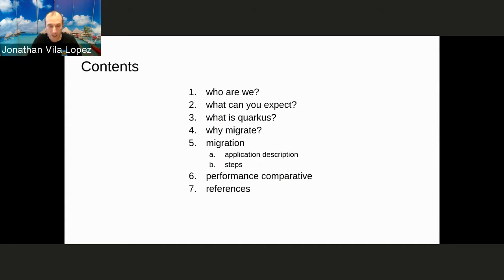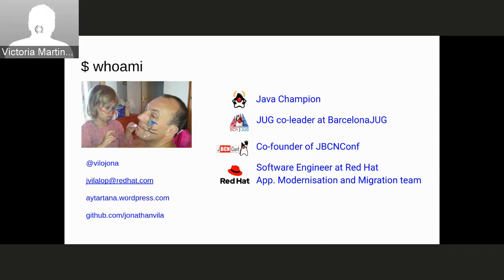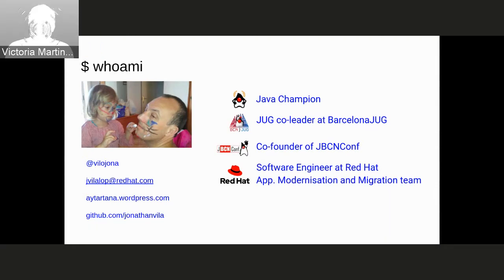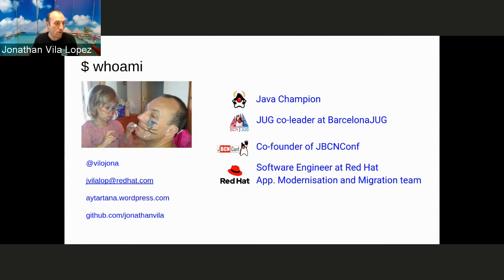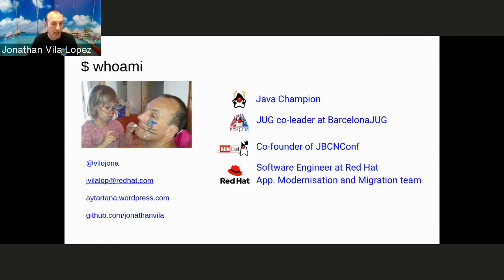More important thing, tools. So first of all, who is the one that is talking to you? I'm Jonathan, recently nominated a Java champion, also JUG co-leader at the Barcelona Java User Group, Barcelona, Spain. Also co-founder of JBCNConf, the Java conference in Spain that we hosted the 5th edition of in 2019. I'm also working as a software engineer at Red Hat. Here you can find the ways to contact me: my Twitter handle, my email at Red Hat, my blog, where you can also find an article about this migration, and my repositories in GitHub about my personal projects or my professional ones.